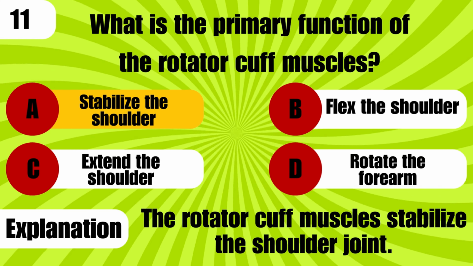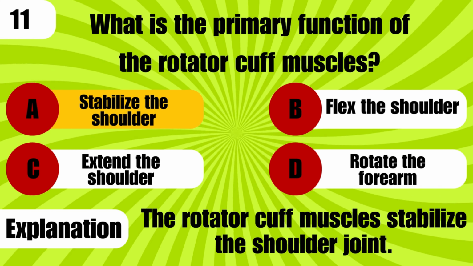Which plane divides the body into left and right halves? Option A frontal, option B sagittal, option C transverse, option D coronal. The sagittal plane divides the body into left and right halves.